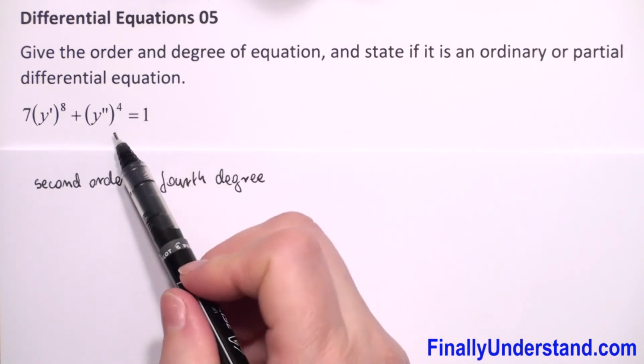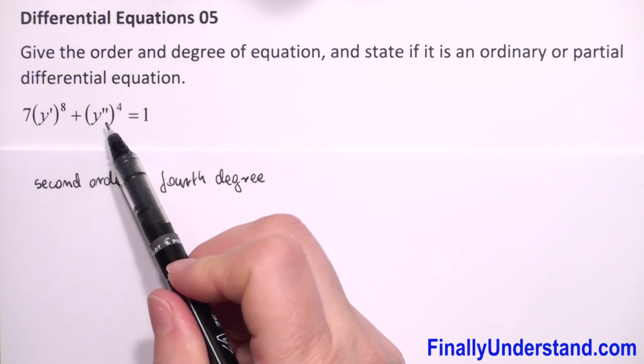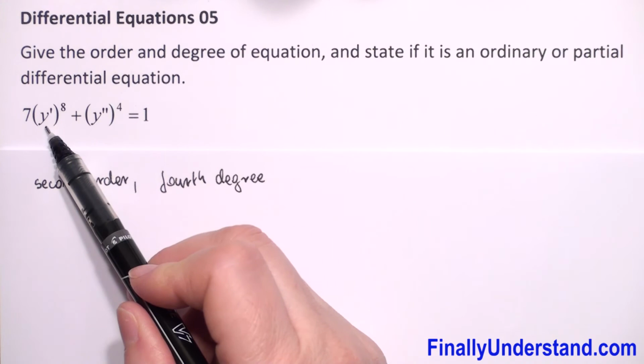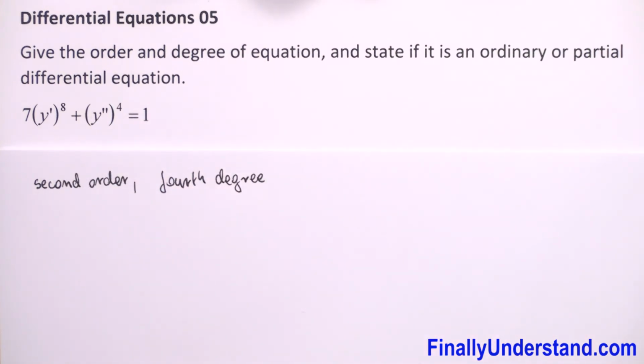We have to always check the highest order derivative. The highest order is 2, not the first derivative. So next we have to check if it is an ordinary or partial differential equation.